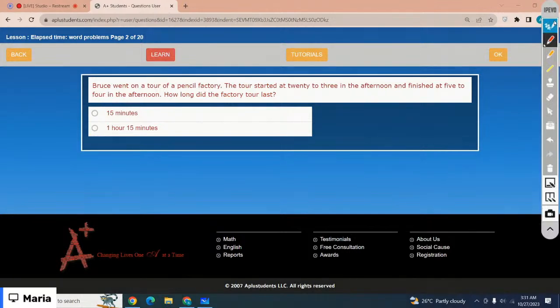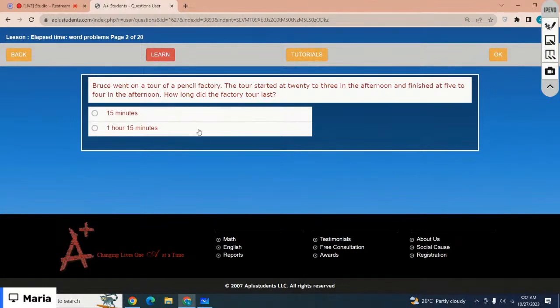20 to 3 means it started at 2:40 and finished at 5 to 4, that means 3:55, right? So just calculate the difference. Finished at 3:55 and started at 2:40. 3 minus 2 is 1 and 55 minus 40 is 15. So it is 1 hour and 15 minutes. Got it? The correct option is 1 hour and 15 minutes. Option 2 is the correct option.